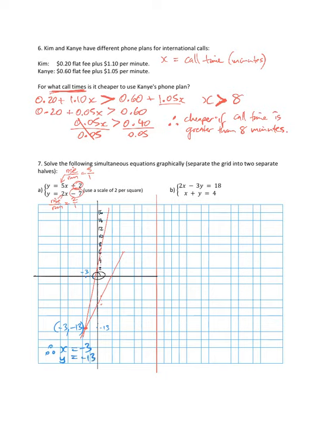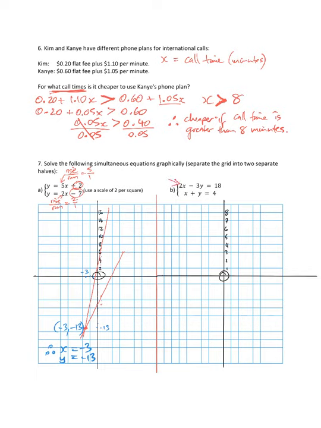Alright, the next one, continue the axis over, in black. Alright. This one doesn't say use a scale of 2 per square, so it's just 1, 2, 3, 4, 5, 6, 7, 8, etc. So these are in general form.